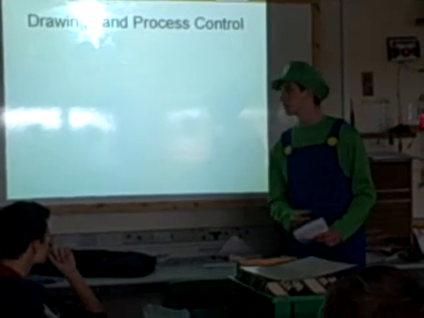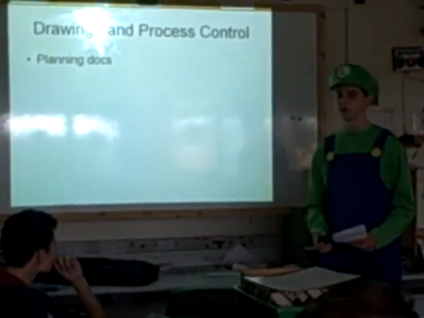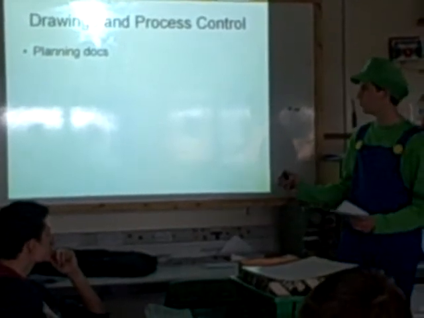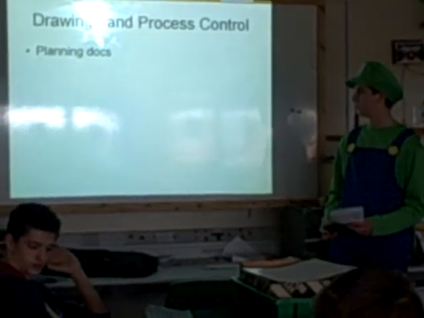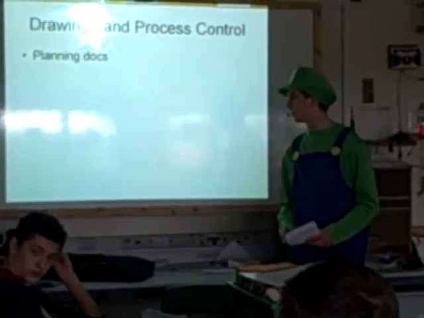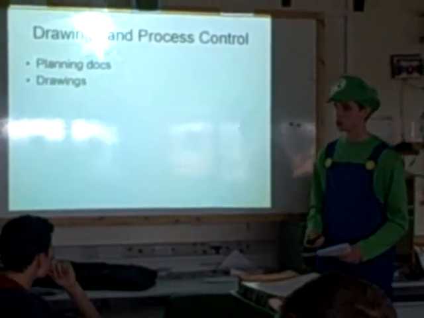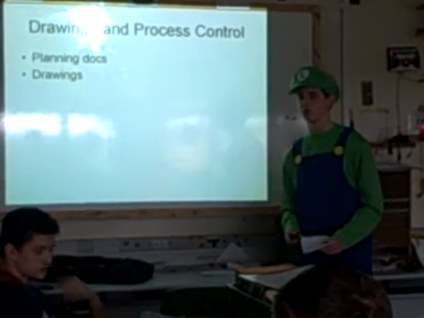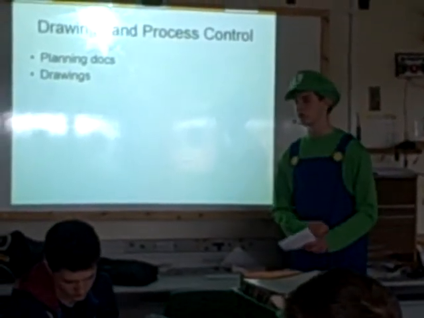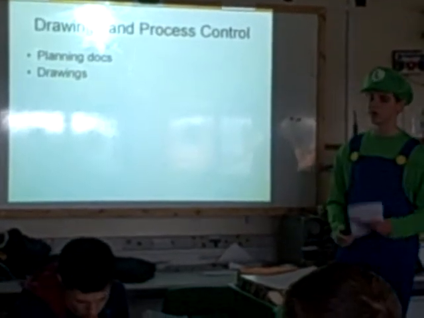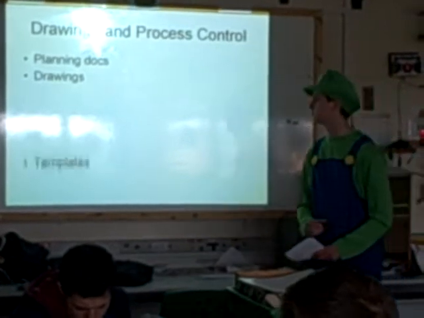The drawings and process control department are in charge of making the planning documents. These are very important to us because without them we would not be doing the processes correctly. Parts would be done wrong, being processed at wrong times. We wouldn't be able to function properly. They're also in charge of the drawings. Obviously these are one of the most important things we have, because without the drawings we have no idea what it looks like, any of the dimensions, stuff like that. So without them we can't really produce the correct components.